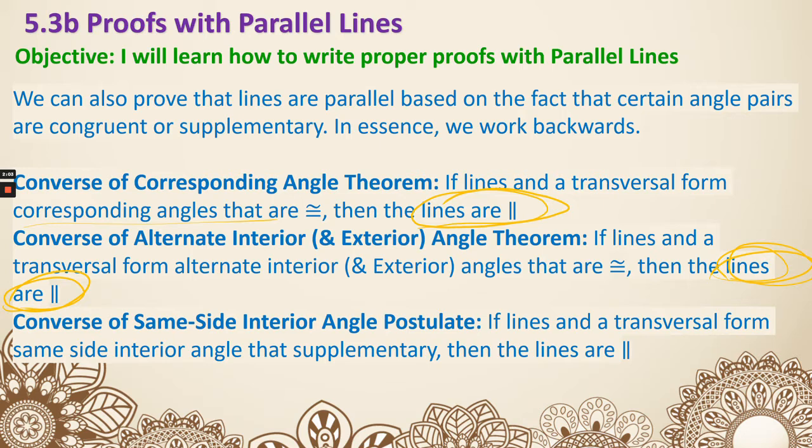Next, converse of same side interior angle. Again, that is the only postulate we have today, and it still ends with the same thing. If they're supplementary, then the lines are parallel. So this time we can use the angle relationship to prove the lines are parallel to each other.